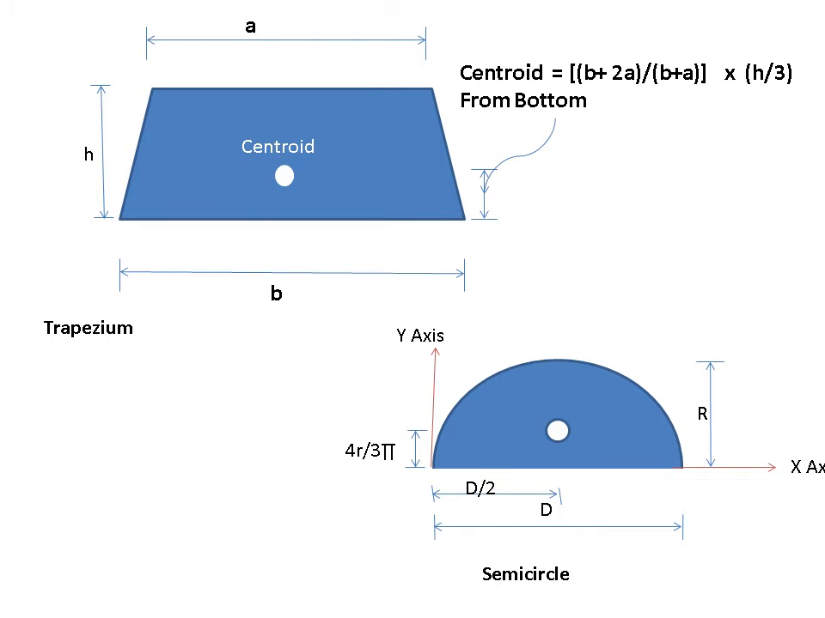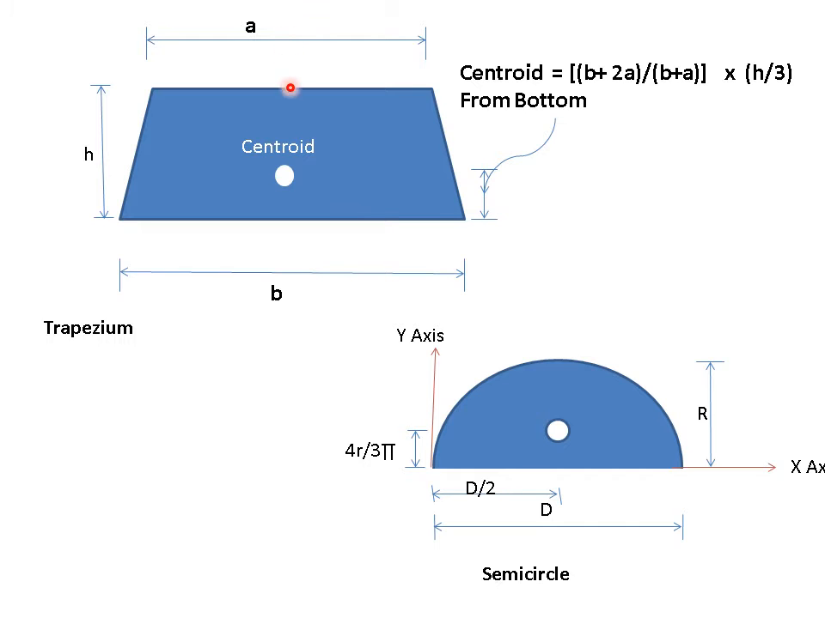Now this figure is trapezium. For trapezium, this side I am denoting as A, this side I am denoting as B. These two are parallel to each other. So the perpendicular distance between these two is called as h, that is nothing but height of the trapezium.